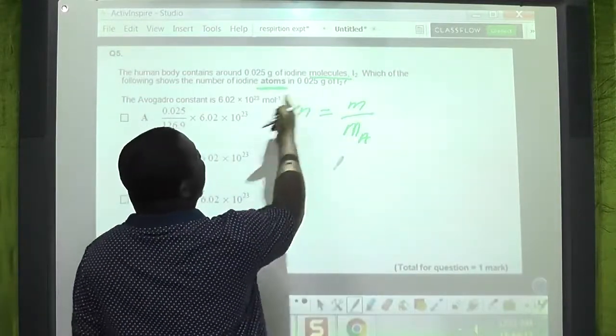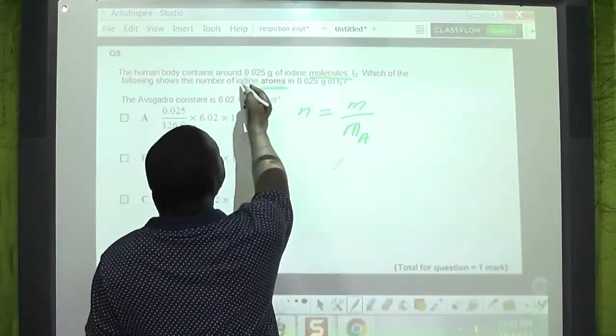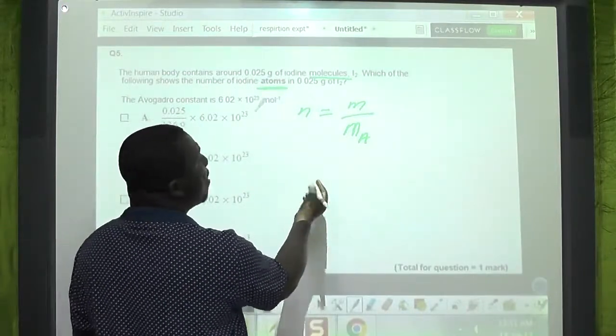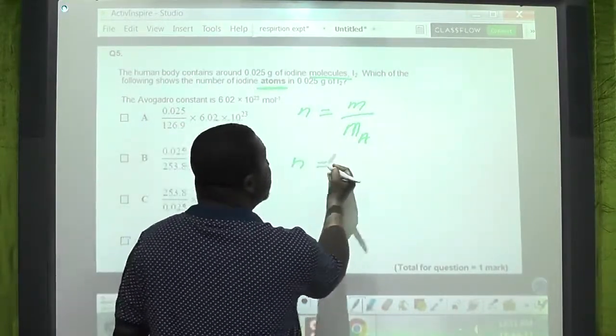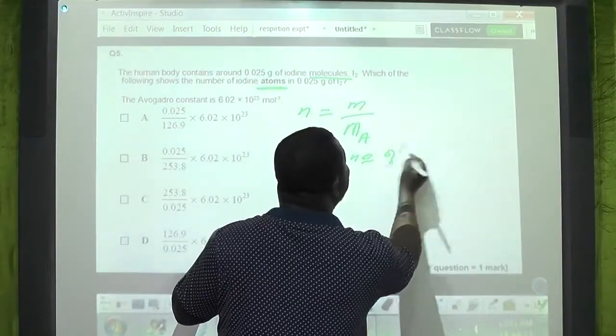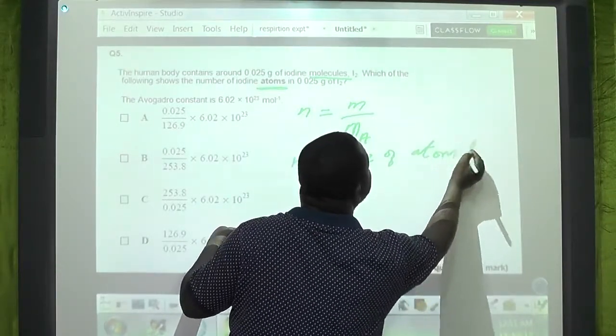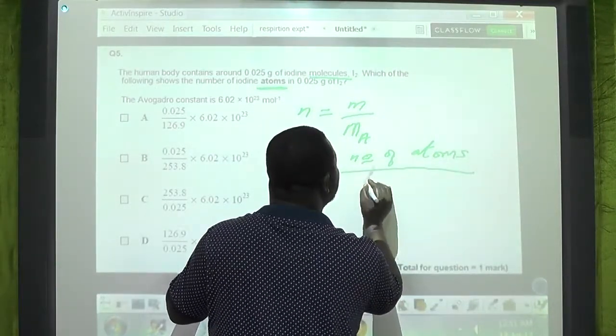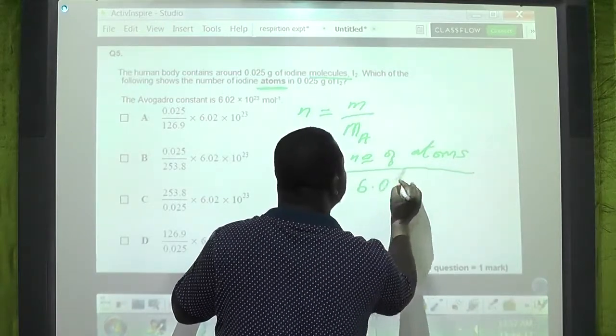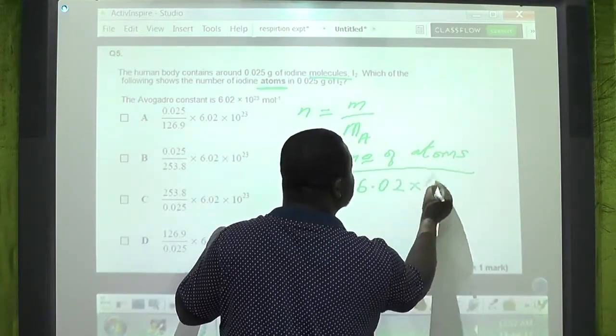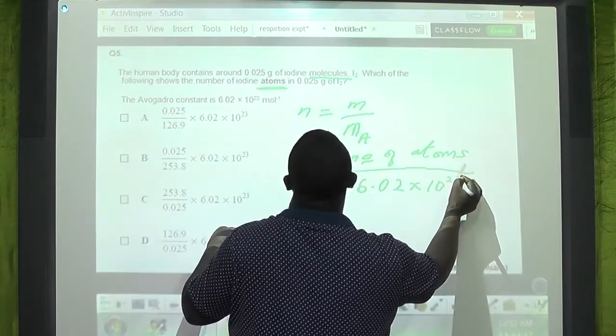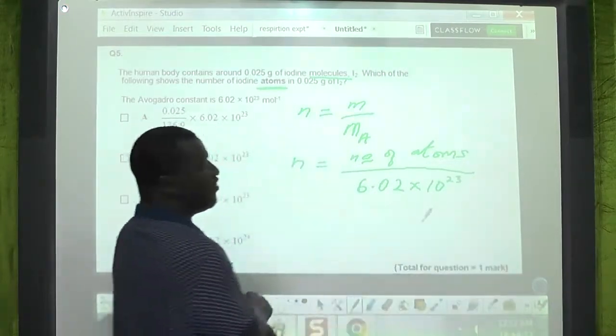So now we are looking for the number of atoms. If we are looking for number of atoms, we have to use N equals number of atoms divided by Avogadro's number, which is 6.02, depending on what you are given, either 6.0 or 6.02, times 10 raised to the power 23. So this is what we use.